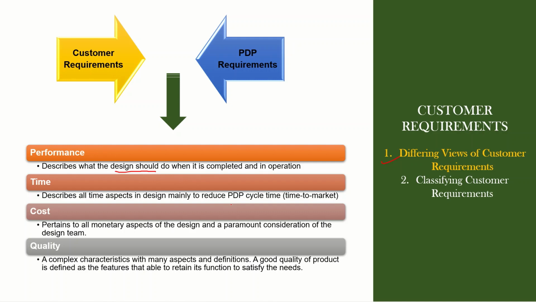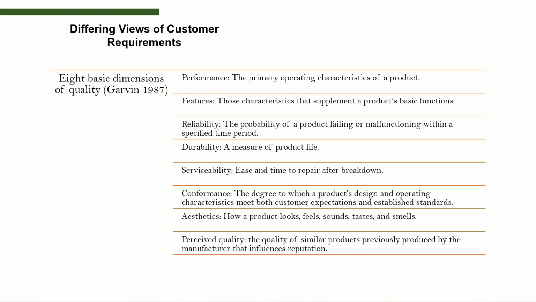And then the last one is quality, which is a complex characteristic with many aspects and definitions. A good quality product is defined as having features that are able to retain their function to satisfy the needs. There are 8 basic dimensions of quality, which we can look upon for quality itself: performance, features, reliability, durability, serviceability, conformance, aesthetics, and also perceived quality.